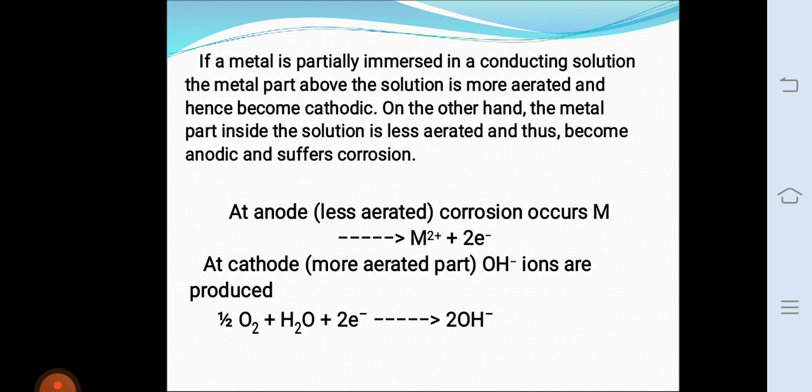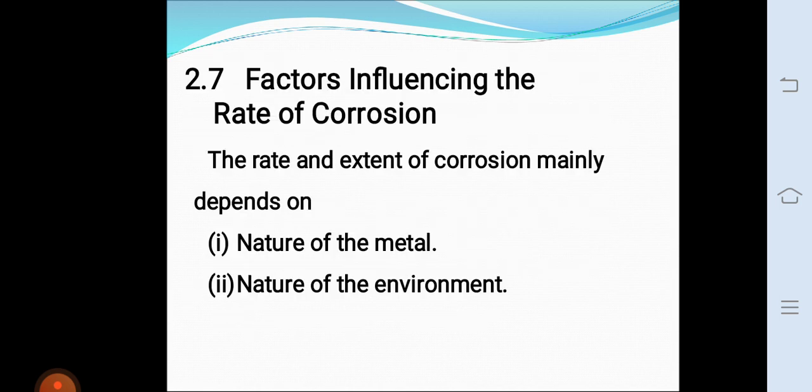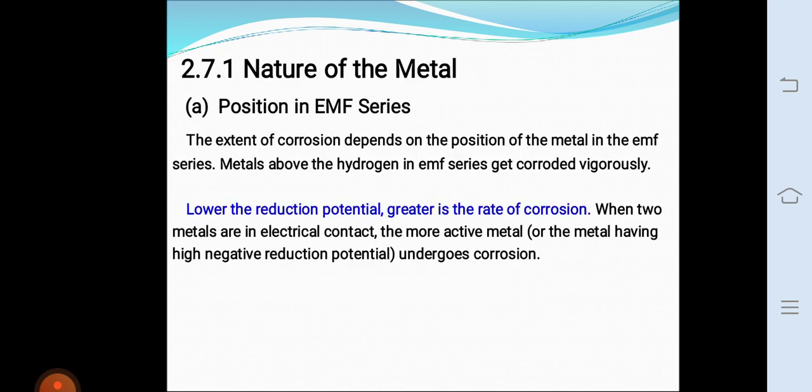Factors influencing the rate of corrosion. The rate and extent of corrosion mainly depend on the nature of the metal and the nature of the environment. Nature of the metal: first one is position in the EMF series. The extent of corrosion depends on the position of the metal in the EMF series. Metals above hydrogen in the EMF series get corroded vigorously. Lower the reduction potential, greater is the rate of corrosion. When two metals are in electrical contact, the more active metal undergoes corrosion. The rate and severity of corrosion depend on the difference in their positions in the EMF series. Greater the difference, faster is the corrosion rate.